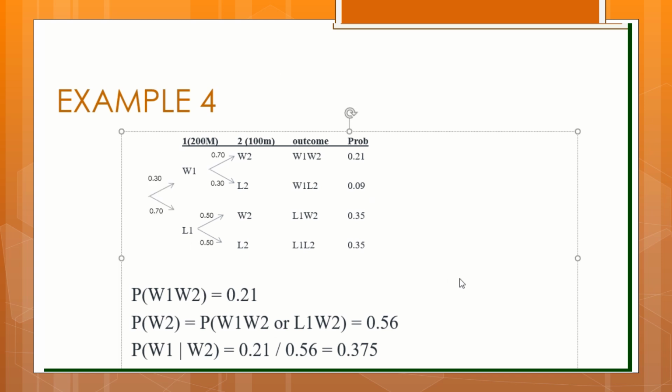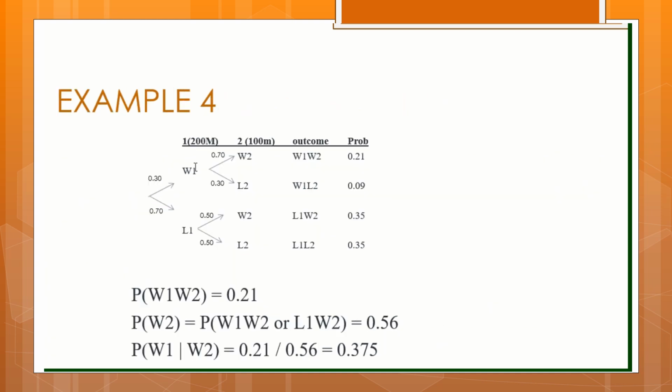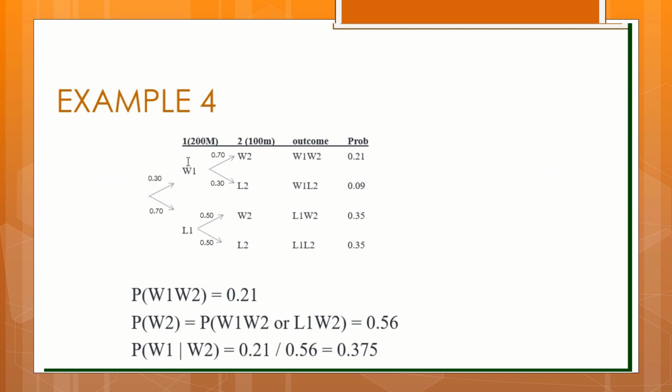I'll complete the diagram. Okay, so I've completed the diagram for you. So the first part, I'll highlight what we are doing, okay? The 200 is the first and the probability that she will win the first event is 0.3. So we go down, first event she will win is 0.3. The probability that she will lose will be 0.7. Total probability 1. So you're on the right track. Next one, if she wins, the probability that she will win the second event is 0.7. So I'll look at win. If she wins and she wins again is 0.7.